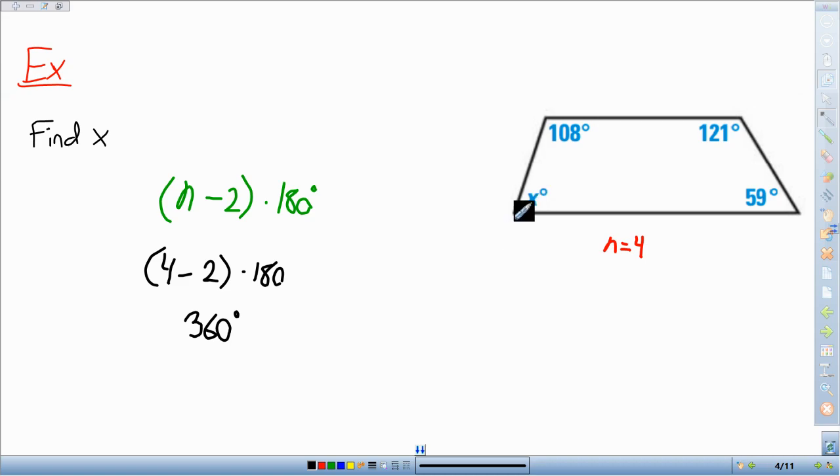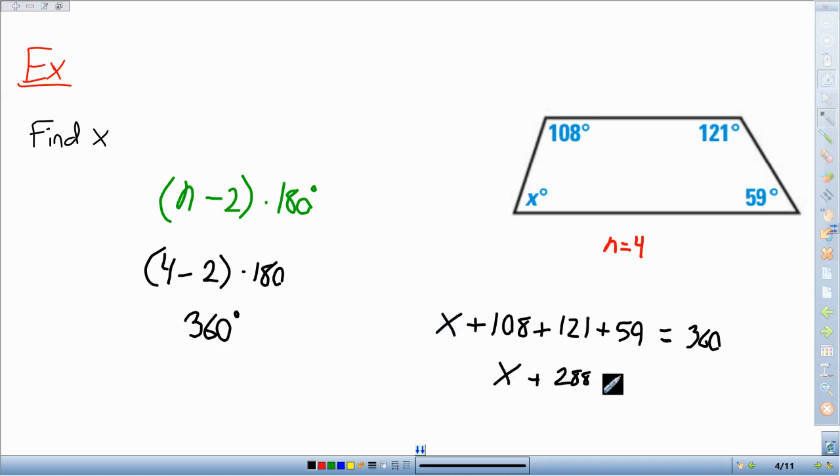All right, so let's go ahead and do it. I'm going to start with a variable x. So this angle plus this angle plus this angle plus this angle. Doesn't matter what order you add these together, by the way. Those 4 angles we just figured out add up to 360 degrees. Okay, so from here, we're just simplifying a little bit. Let's add these 108 plus 121 plus 59. We're getting 288. So I'm getting x plus 288 equals 360.